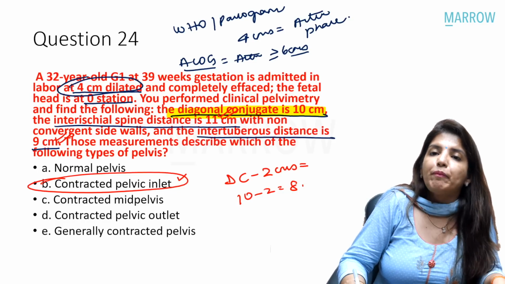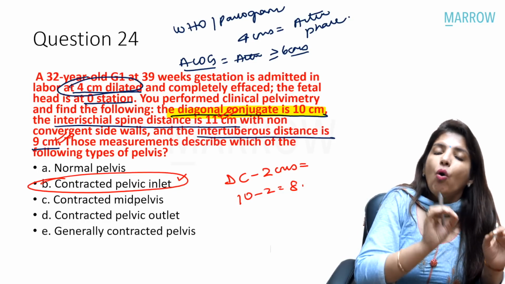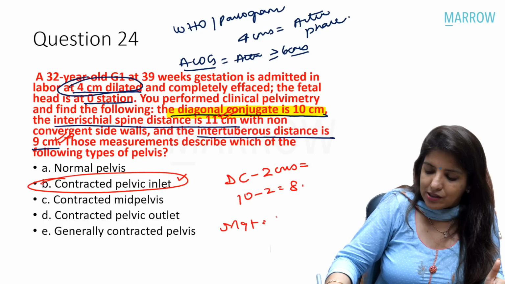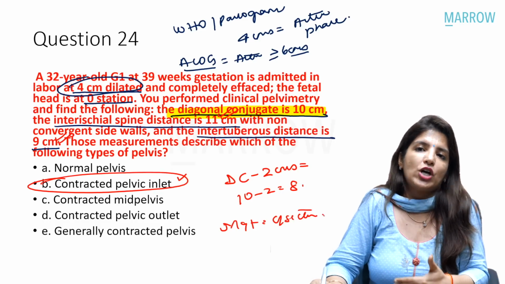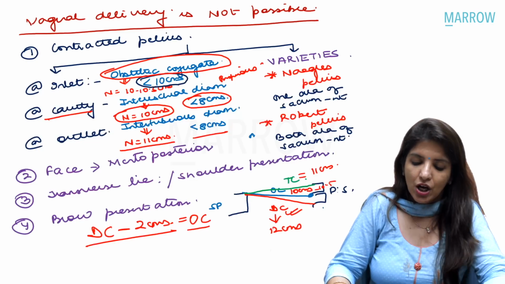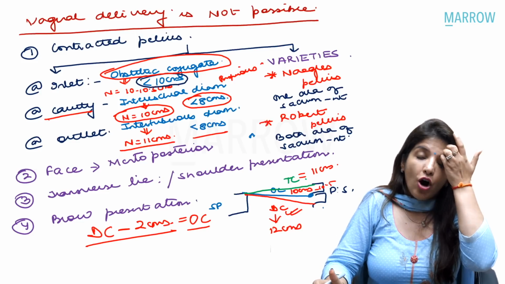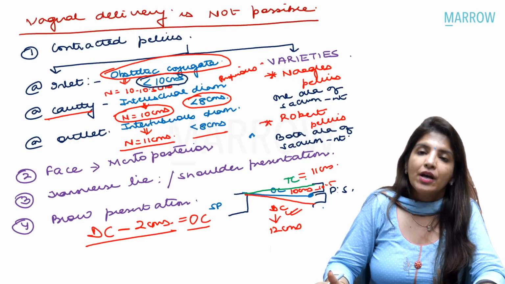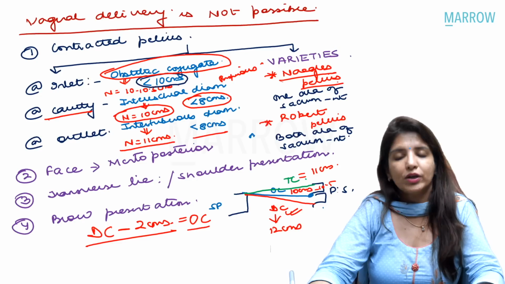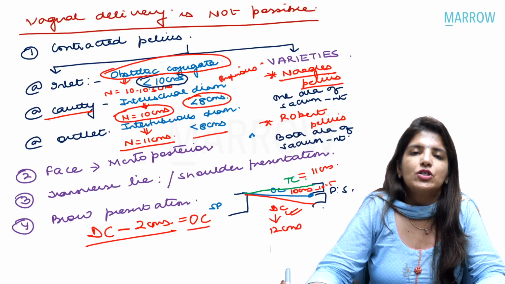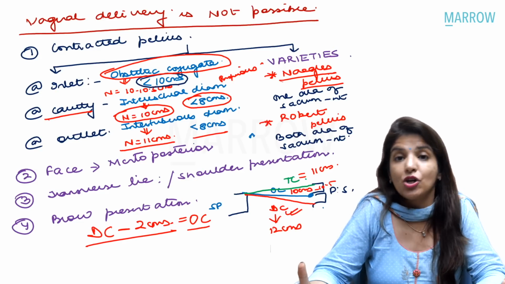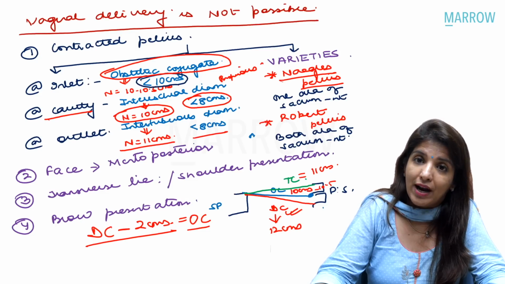Please remember whether the pelvis is contracted at the level of inlet or at the level of mid-pelvis or at the level of outlet, management always is cesarean section. You cannot proceed with vaginal delivery no matter which part of the pelvis is contracted. Clear to all of you, right? So, vaginal delivery is not possible whenever there is a contracted pelvis. Vaginal delivery is not possible if there is a Naegeli's pelvis. What is a Naegeli's pelvis? Naegeli's pelvis is a pelvis in which one ala of the sacral bone is absent. Or if it is a case of Robert's pelvis, what is a Robert's pelvis? In which both the ala of the sacral bone are absent.